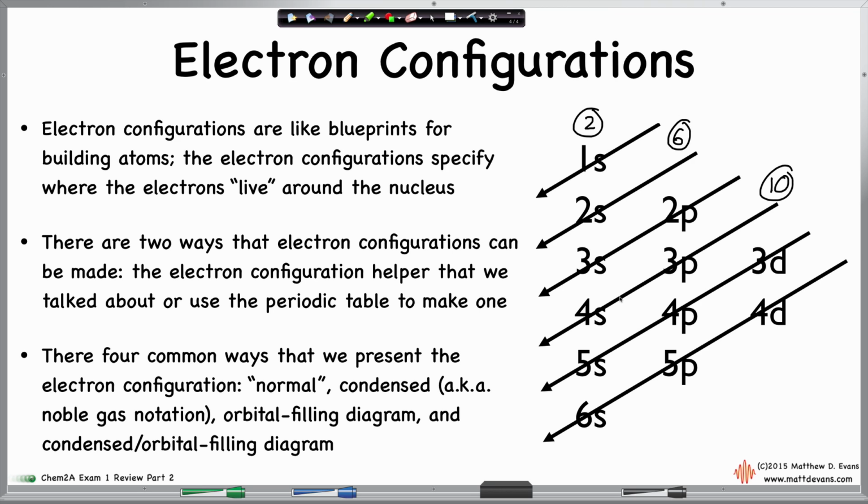So, of course, electron configurations are like blueprints for building atoms. We're going to pluck off all the electrons, we're going to put them back, and this is how we specify where all the little electrons go.